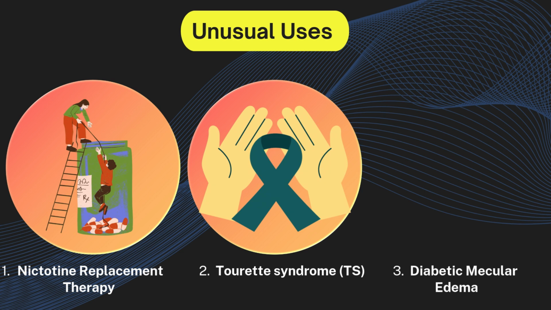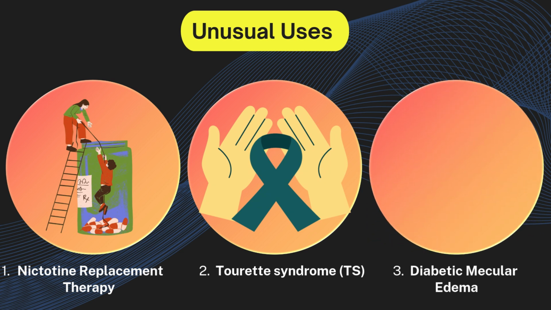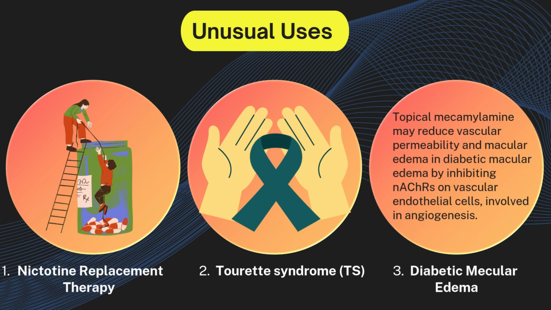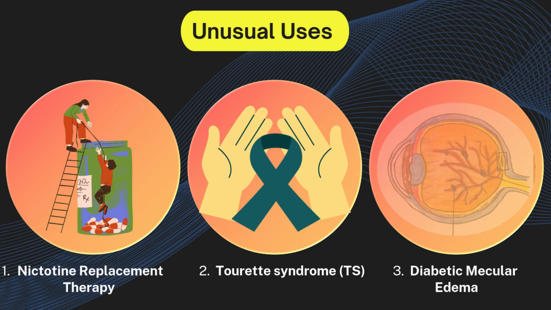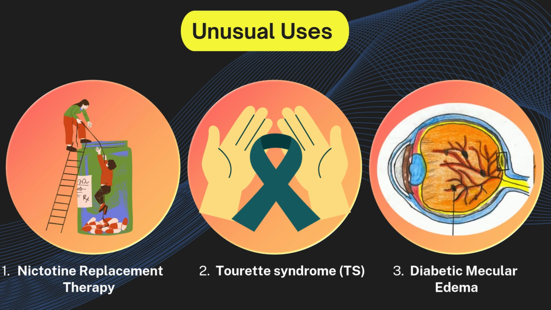The last one is diabetic macular edema. Topical mecamylamine may reduce vascular permeability in macular edema and diabetic macular edema by inhibiting nicotinic acetylcholine receptors on vascular endothelial cells, which are involved in angiogenesis. Now, we will discuss the mecamylamine toxicity.